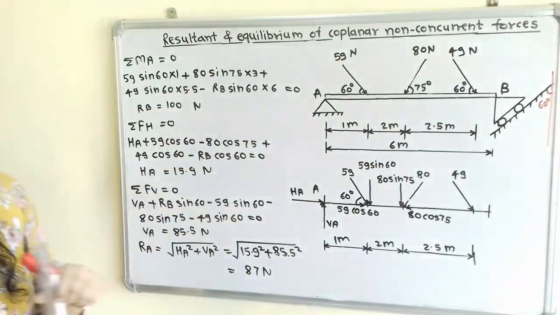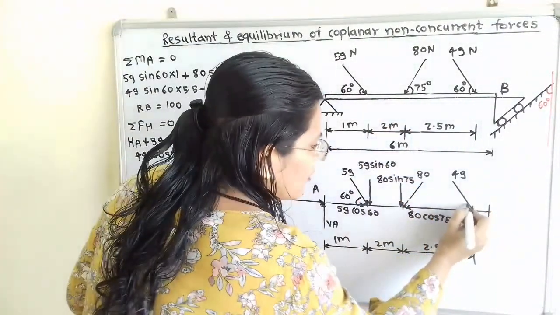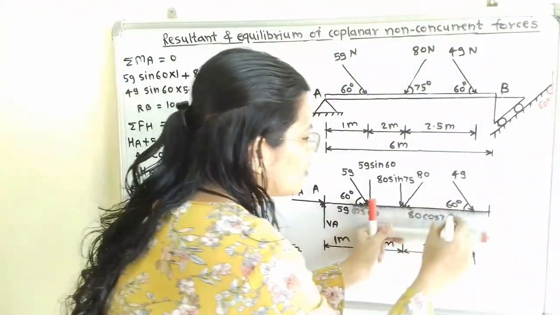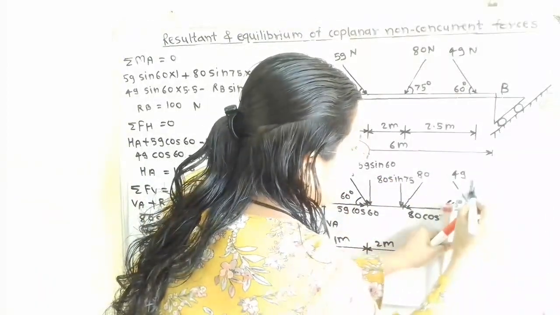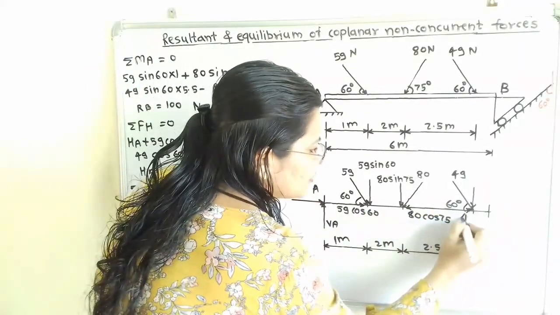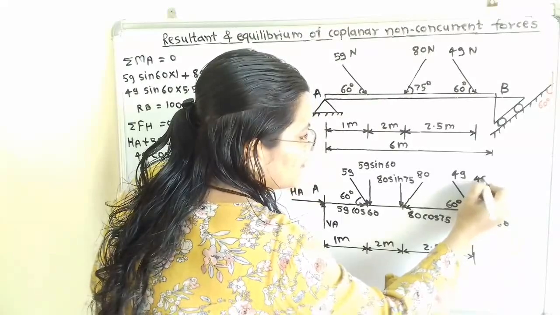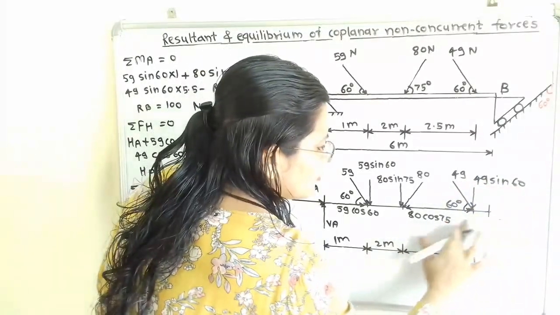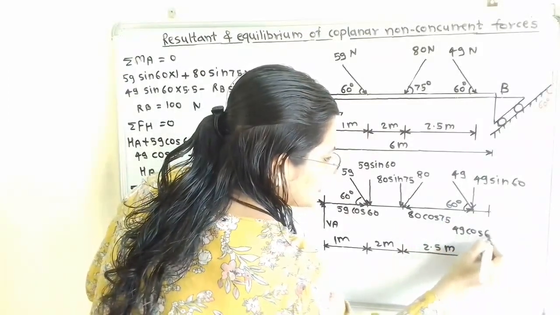Now we will move to the next, 49 Newton. It is also inclined at an angle of 60 degrees. So for this 60 degrees we have to show the horizontal component and vertical component. The horizontal component is adjacent to the angle 60 degrees, so its value is 49 cos 60, and the vertical component is 49 sin 60. So I will write here 49 cos 60.